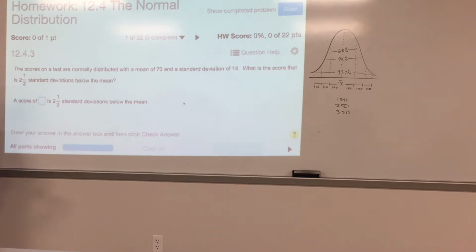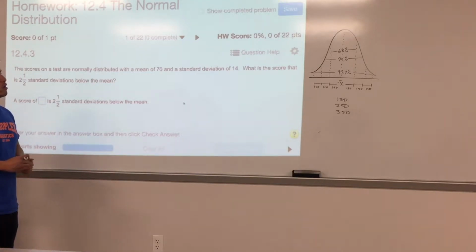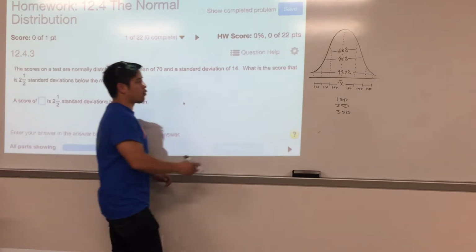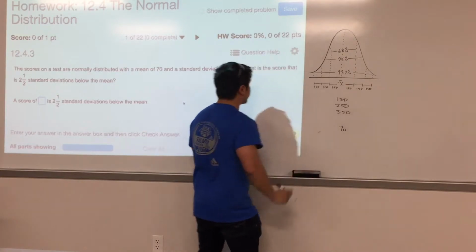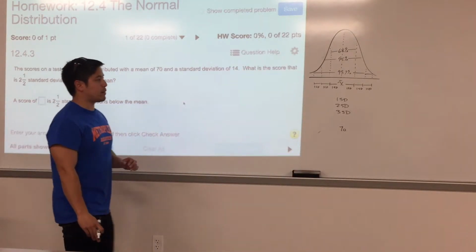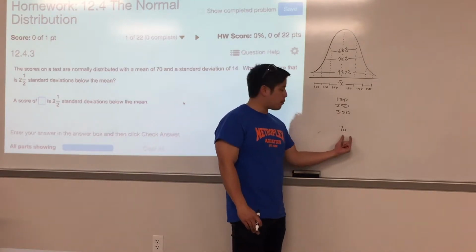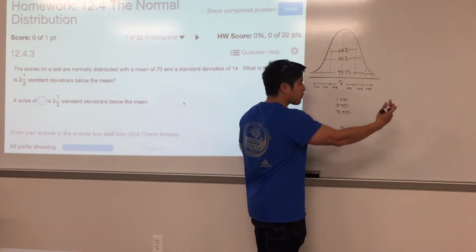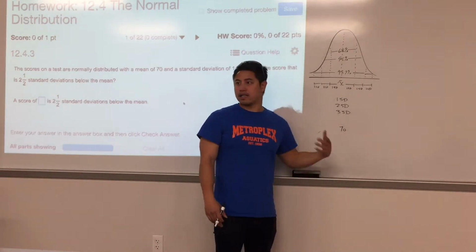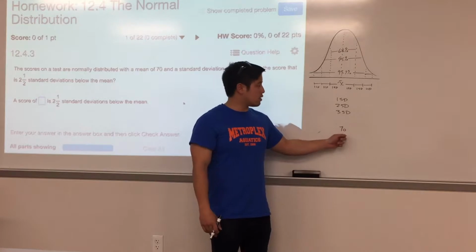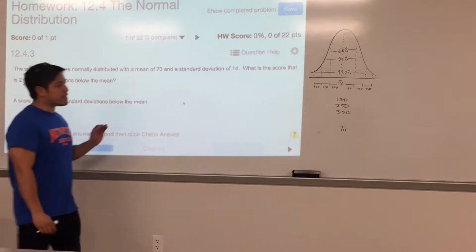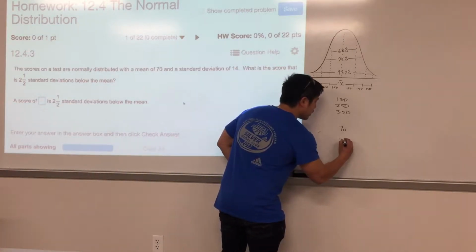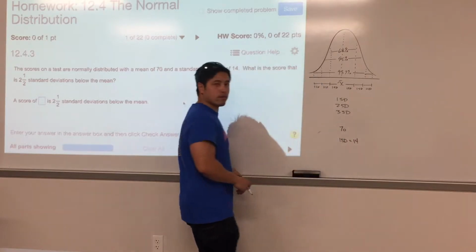The scores on a test are normally distributed with a mean of 70 and a standard deviation of 14. So a mean of 70, let's put the 70 right here, right? So that's your mean. And a standard deviation of 14, that means every standard deviation up or down, each step is 14. Does that make sense? The mean can change for every problem. The standard deviation can change, and you guys learned that from section 12.3. Okay, so 1 standard deviation is worth 14, whether it's up or down, all right?